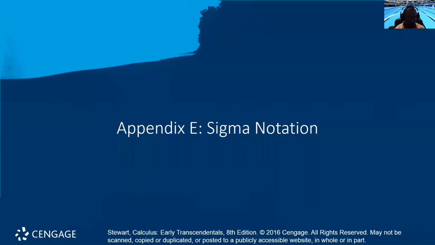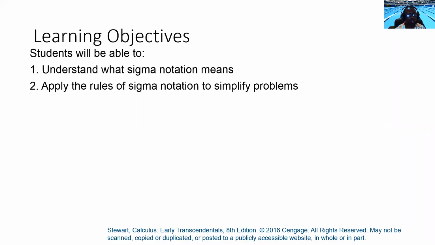Hello class, this is the video for Appendix E that talks about sigma notations. In this video, we'll understand what the sigma notation means. It's basically the sum, and we apply the rules of sigma notation to simplify problems or evaluate sigma summations.